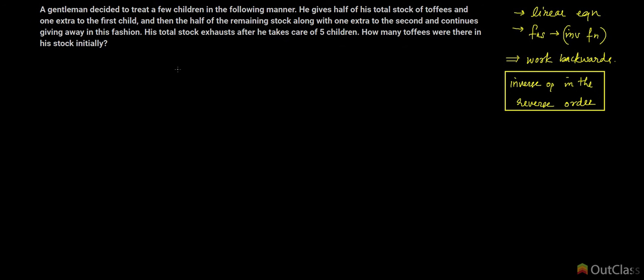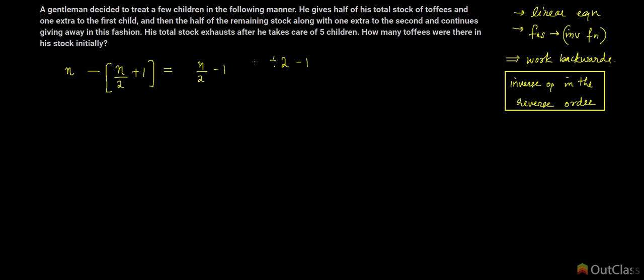Now let's understand what happens in a step. If you have n toffees with you, what are you gonna give to one kid? You're gonna give him n by 2 and an extra 1. So if you give that, what do you have left with you? This is gonna be n by 2 minus 1. What's left with you is 1 less than half of what used to be with you before their interaction. So it's basically divide by 2 minus 1.